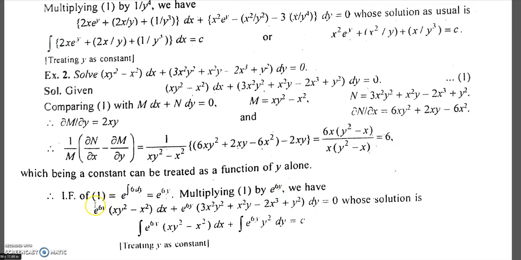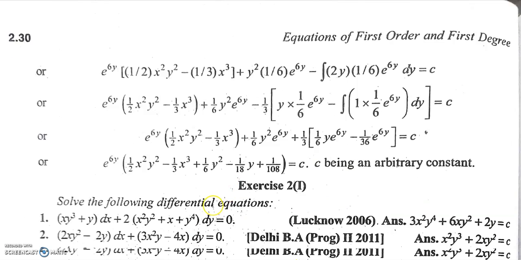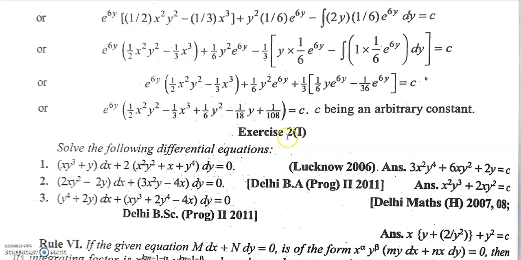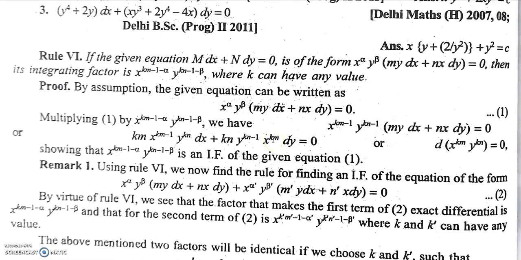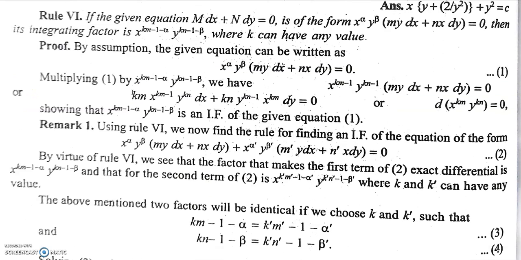Okay, so integrating factor will be e to the power integration f of y dy, that means e power 6y. Now multiplying by e power 6y, the equation will be exact. Now in the same fashion you calculate the solution. Okay, now do this exercise 2i. Okay, so we are not going to learn this rule 6, just keep it.